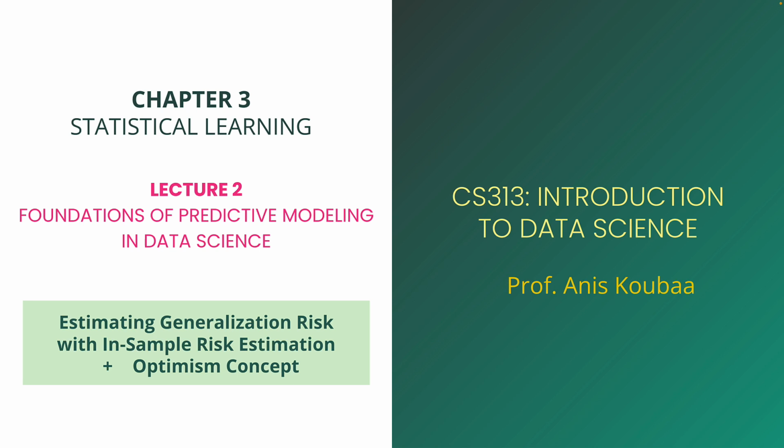Okay, so this is a continuation of still chapter 3, statistical learning, which is the basis of data science and all future chapters. And we are still in the foundation of predictive modeling in data science. We continue talking about the generalization risk, and this time with the in-sample risk estimation. I will also introduce the concept of optimism. So we're going to review most of the concepts that we have seen before, like bias and variance and overfitting, but just a little bit more formally.